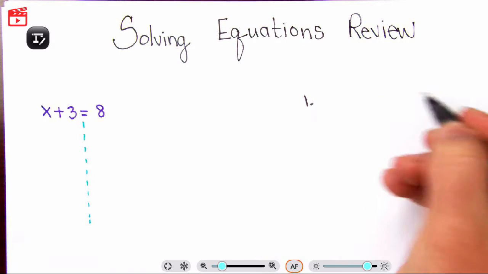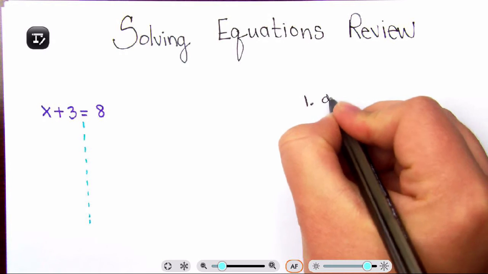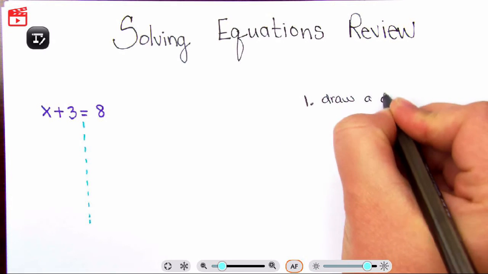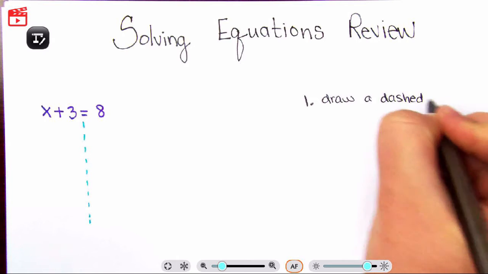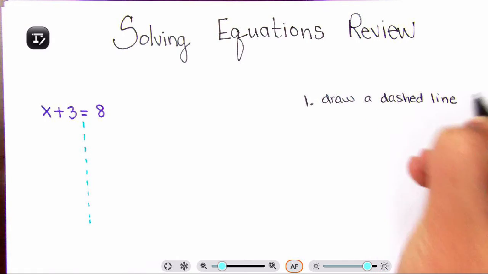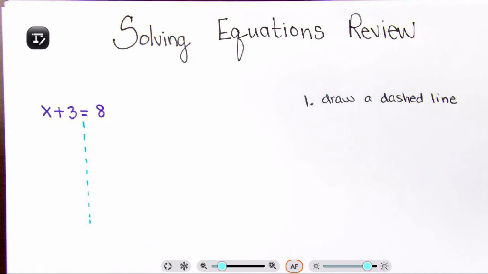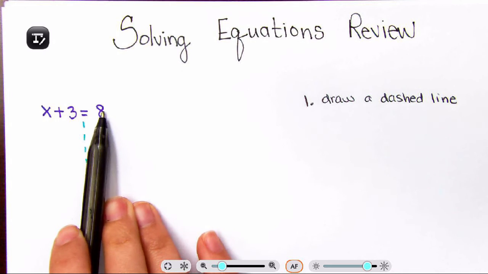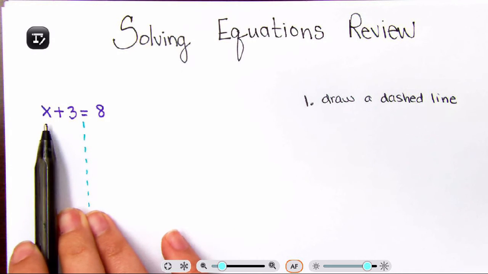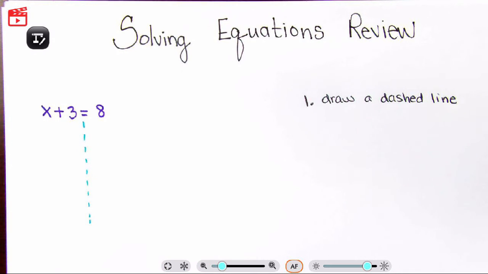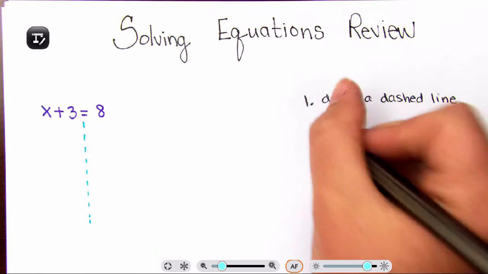One thing I highly recommend is always draw a dashed line. Now you think you don't need one, however, a lot of mistakes happen when you do the same step on the same side twice because you're not realizing where the equals is. Having the dashed line separates the equation into two parts. On one side you have whatever's on the right hand side, on the other side you have whatever's on the left hand side. Separating them is very important.